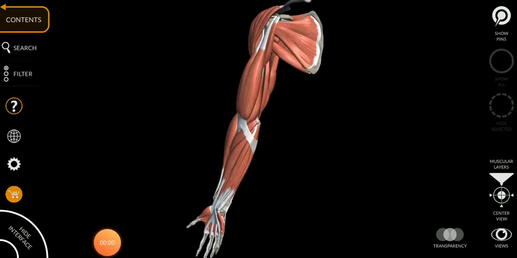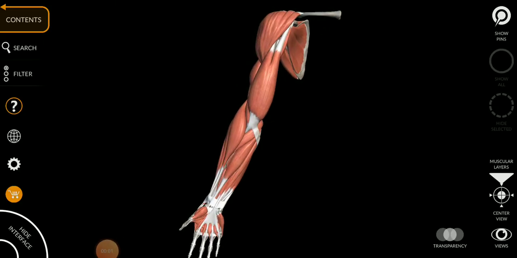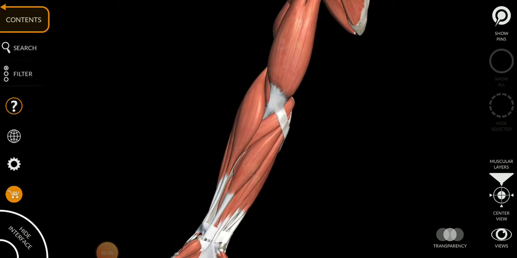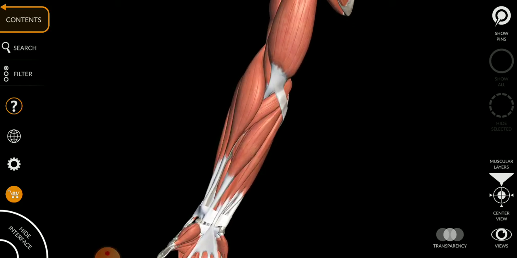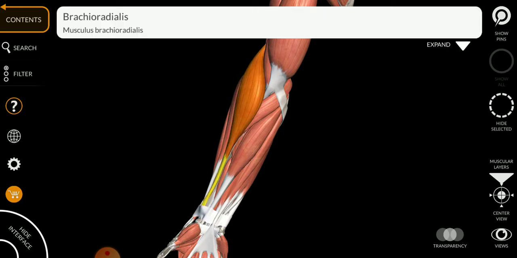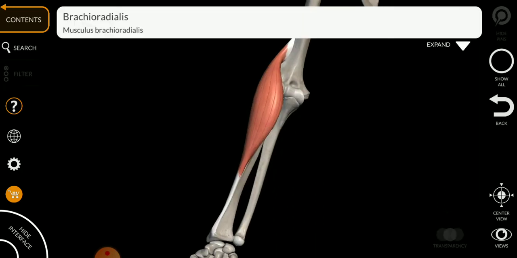Doctors, today we are going to discuss the anterior compartment muscles of your forearm. So let's begin. The muscle which is here is the brachioradialis. We studied the brachioradialis in our previous lectures, but let's have a quick review of this.